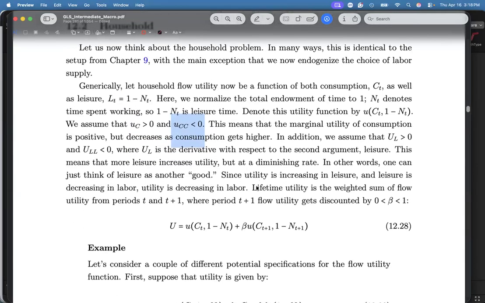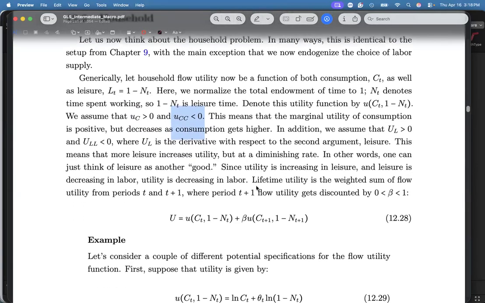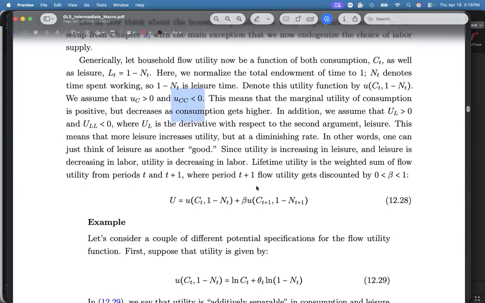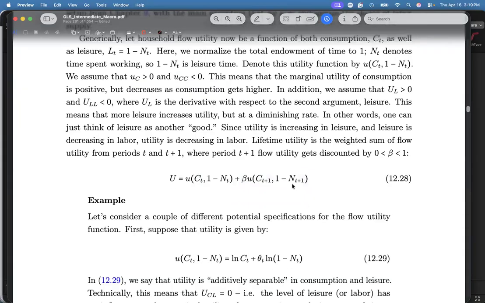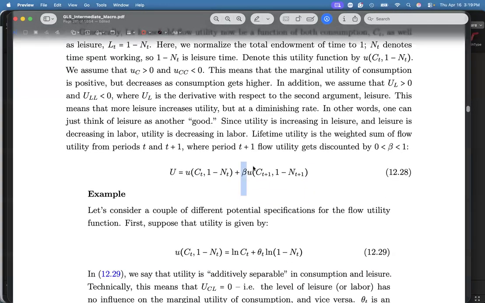Here is an example of the lifetime utility of a two-period lived person. Here's your household's period t utility, which is both C_t and 1 minus N_t. And this is your period t plus 1. And of course, here's your beta, which will be there to discount the second period.